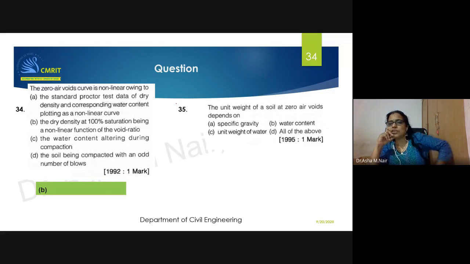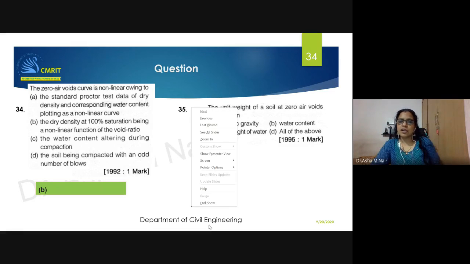The unit weight of a soil at zero air void depends upon what? How do we get it?